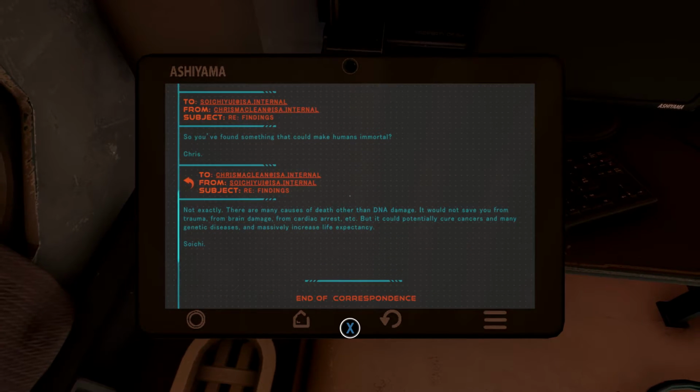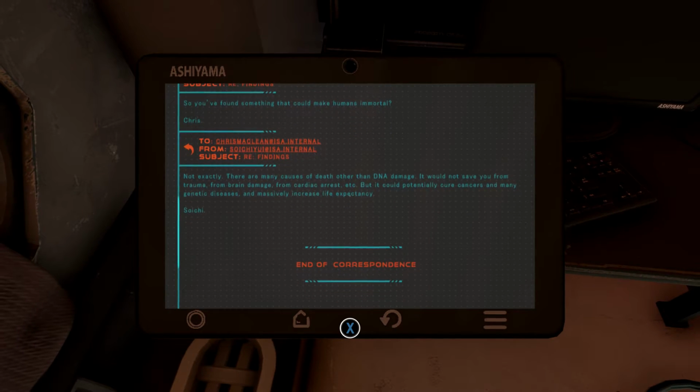So you found something that could make humans immortal? Not exactly. There are many causes of death other than DNA damage. It would not save you from trauma, from brain damage, cardiac arrest, and so on. But it could potentially cure cancers and many forms of genetic diseases and massively increase life expectancy.